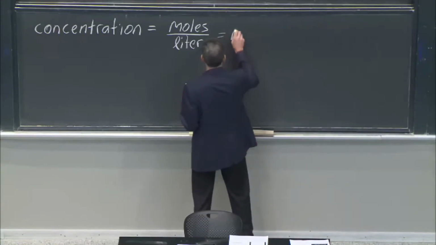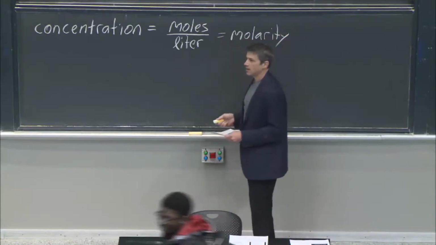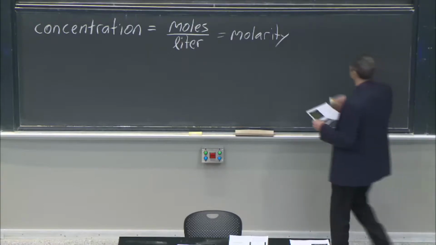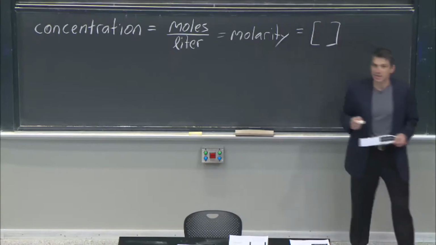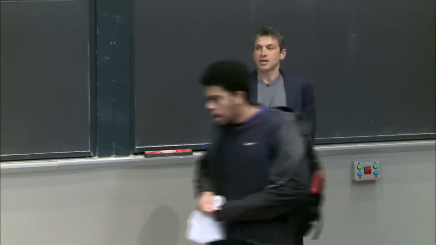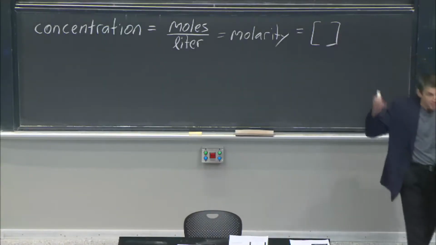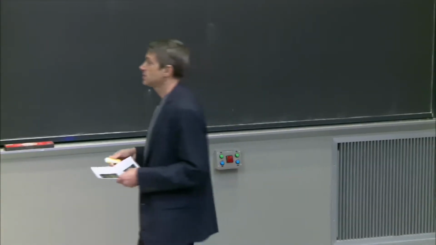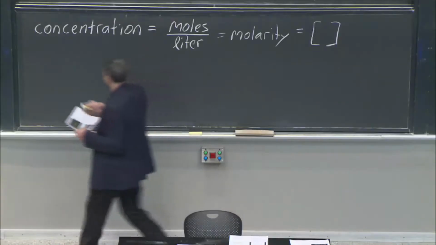That has a name. That's called the molarity. What's molarity? It's moles per liter. And then we can also write it in shorthand, which I'll be doing, as simply some substance in brackets. If I have some substance A, and I write brackets around it, then what I mean is the concentration of A, which is the moles per liter of A. Good. So that's concentration.